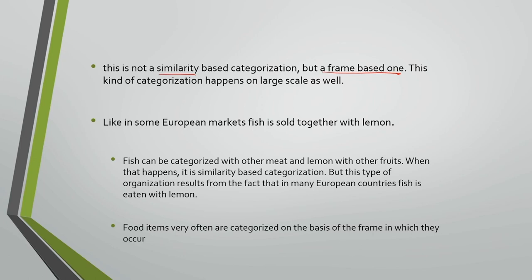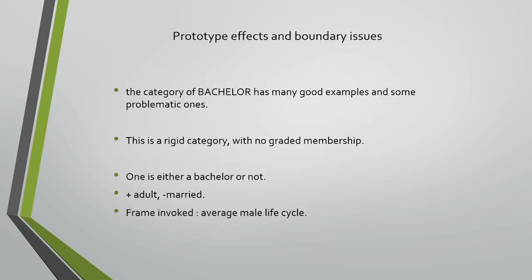It might appear strange because this is not a similarity based categorization, but obviously there is something that binds them together. What is that something? That something is the frame in this case. The frame is that they are consumed together. In many European countries, fish and lemon are eaten together, and for people who are not used to this kind of understanding, this kind of cultural frame, it is difficult to understand. However, this is exactly what is happening in real life at a larger scale, that is, the use of frame.